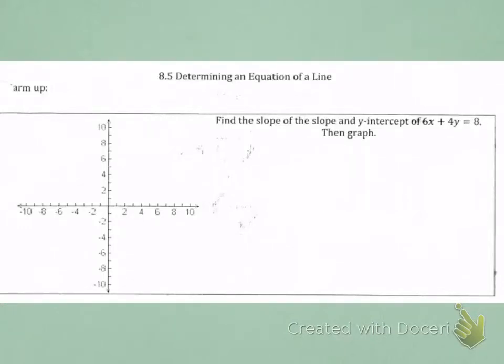Hey algebra students, we're looking at 8.5, determining an equation of a line. And just to get us back on track here, we want to take a look at our first warm-up. We want to find the slope and the y-intercept of 6x plus 4y equals 8, and then we're going to graph.